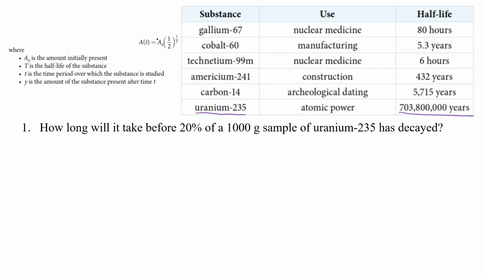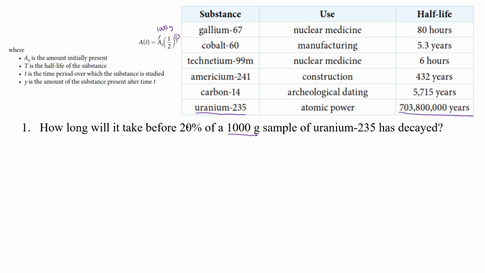All right. So this is the equation we're going to be using, where A naught is the amount initially present. Well, how much is initially present? Well, it says 1,000-gram sample. So let's say, well, that's 1,000 grams. And then it says times 1/2, so that's a normal number because we went half-life. Then little t is the time period over which a substance is studied. Okay, well, that's kind of what we're looking for. So we're going to look for that one. And big T is a half-life of this substance. Well, we found that over here, so that's in the table.